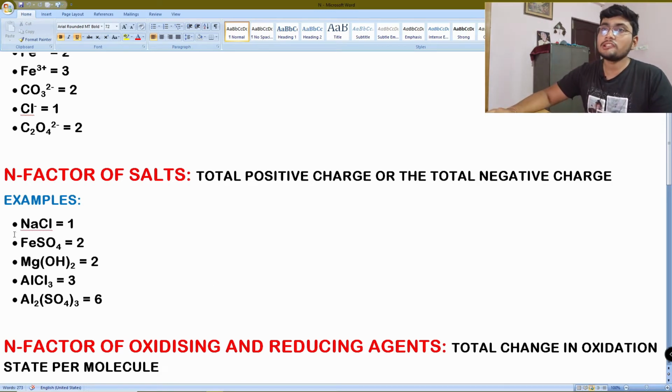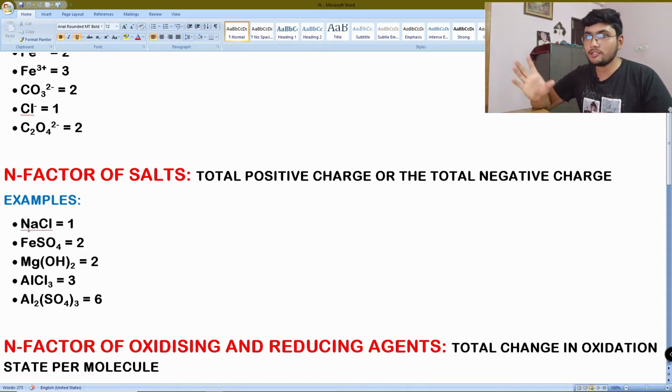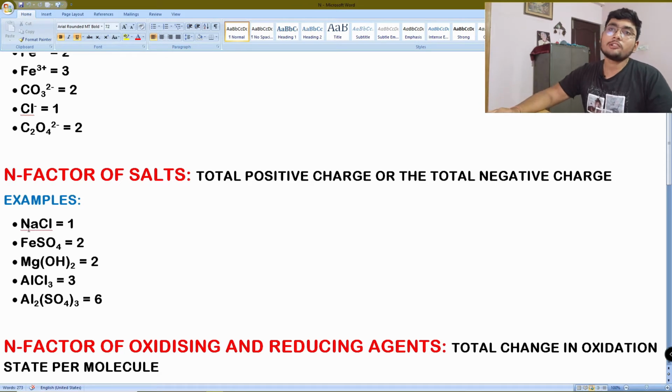The first example is sodium chloride. It is a salt. The total positive charge will be accumulated on the sodium ion, and the sodium ion will have a +1 charge on it. The total negative charge will be accumulated on the chloride ion and it will have a -1 charge. So the total positive charge of the sodium chloride salt is 1. So the n factor of sodium chloride is 1.